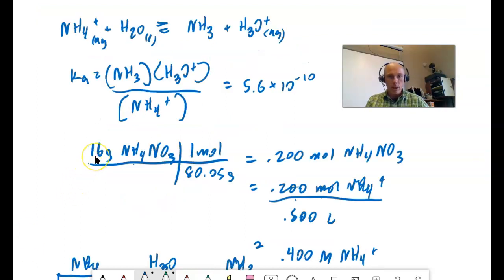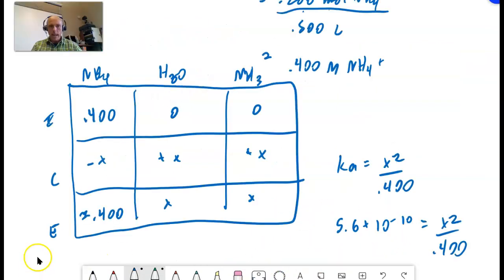Then I took the mass of ammonium nitrate, divided it by its molar mass to get moles. 0.200 moles is what I got. And then when I divided that by the volume, 500 milliliters or 0.5 liters, I got 0.4 molar ammonium nitrate. Since there's just one ammonium ion for each ammonium nitrate, the molarity of the salt is the molarity of the ammonium ion also. Here's my ICE table. 0.4 molar ammonium I start with, no hydronium nor conjugate base to begin with. Ammonium goes down by x, hydronium and ammonia go up by x. 0.4 again, minus negligible x is 0.4.